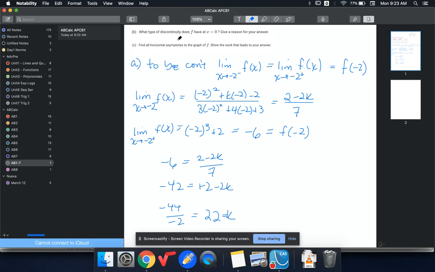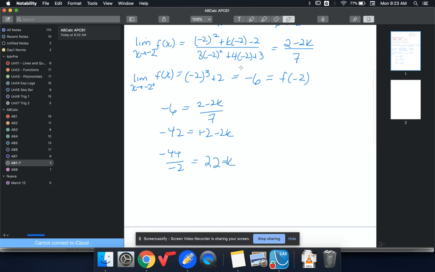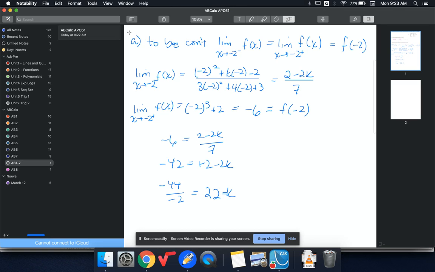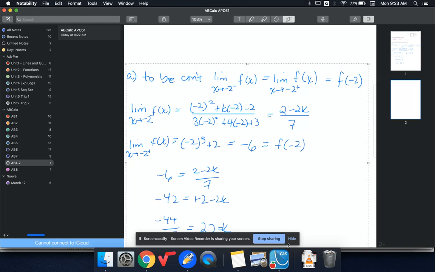All right, let's look at part B. Part B says, what type of discontinuity does f have at x equals 0? Give a reason for your answer. Well, discontinuities are when this is not true. So I could have either a removable discontinuity, I could have a jump discontinuity, I could have an asymptotic discontinuity. So let's analyze our function around 0. So I'm going to take all this and move it so that I can look at the screen at the same time. So let me take that and drag it down here.